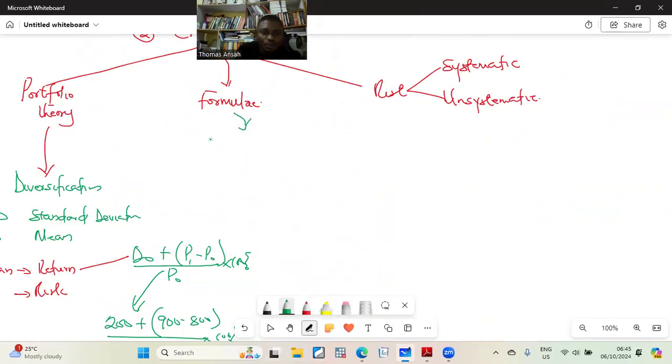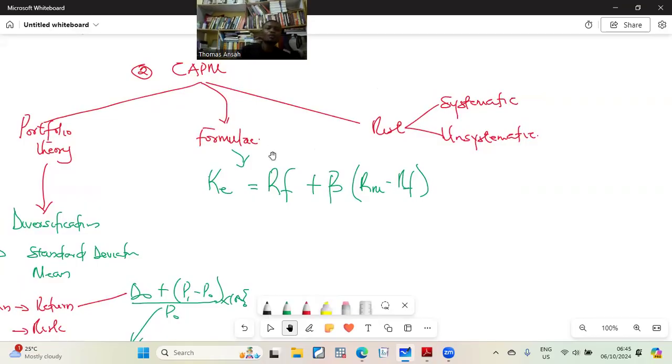Now, the CAPM formula is simple. If I want the cost of equity, it is given by the risk-free rate of return plus, you remember, return includes risk-free and premium, beta into bracket RM minus RF. So in the CAPM analysis, there is a risk-free component and a premium component. What is risk-free? It is the level of investment where there is no risk. A typical example is treasury bills and government bonds.